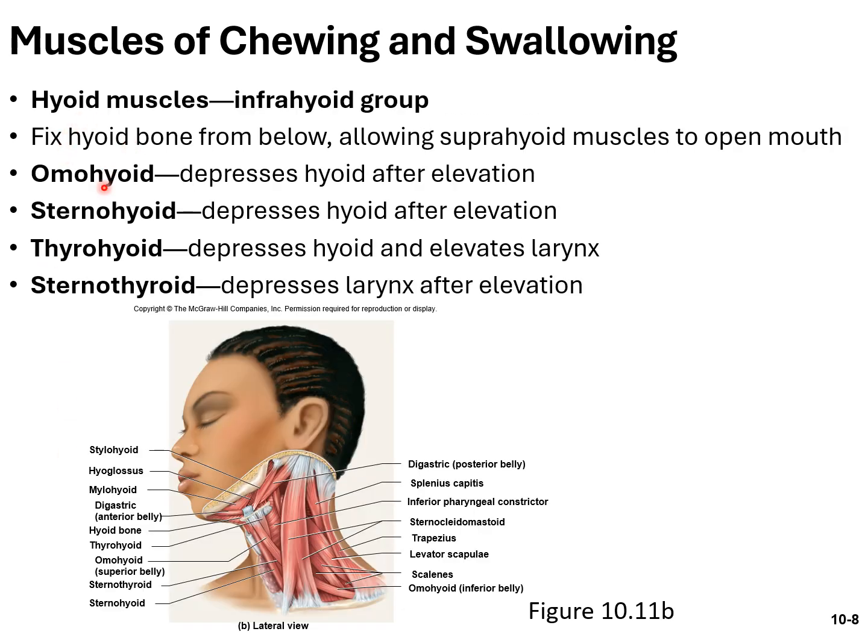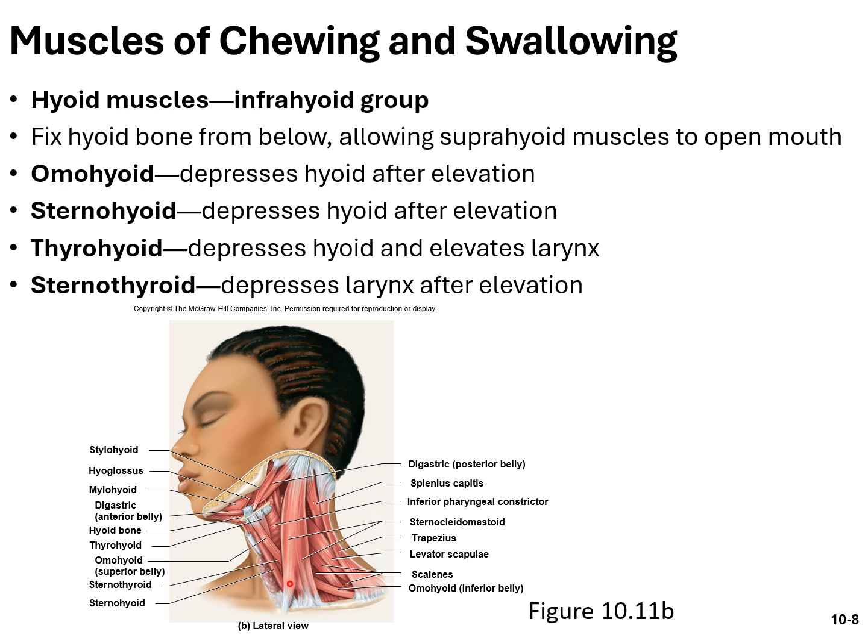You also have the omohyoid, sternohyoid, and thyrohyoid. And you can see how all of them right in here in the neck, they're very small. And that's why speech, chewing, swallowing, there's many small muscles in the neck. But the main one we're going to be looking at that you should memorize is sternocleidomastoid.